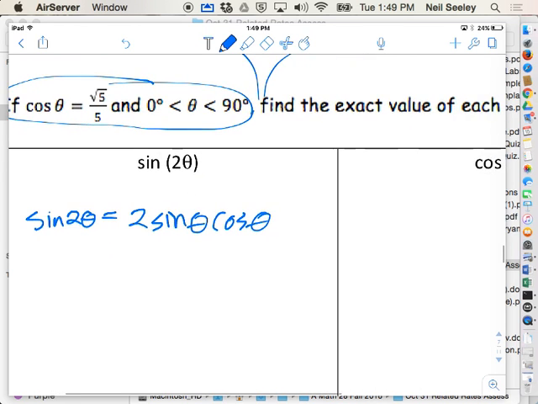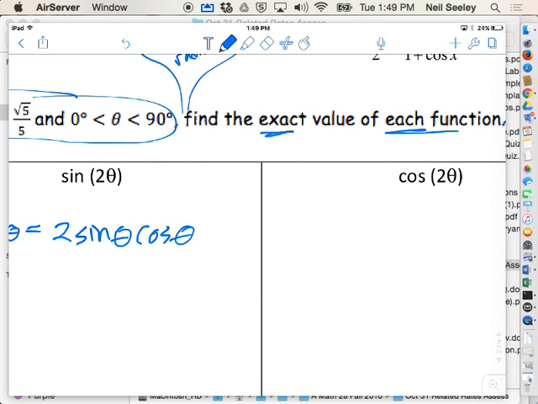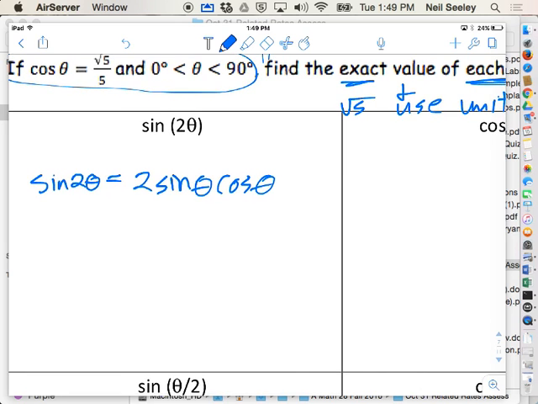If I am here, it says find the exact value of each function. That means I want radicals, and I want the use of angles in the unit circle. So, and use unit circle. That's, in my mind, that's what it means. It means I need radicals to stay, and I need to use the unit circle to make that happen.